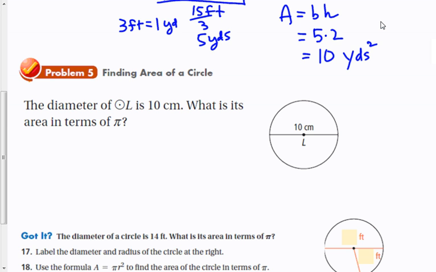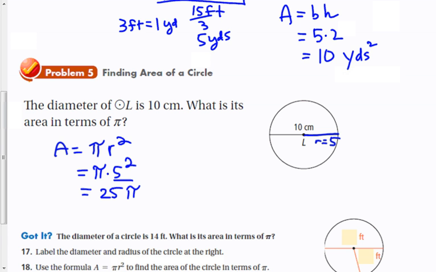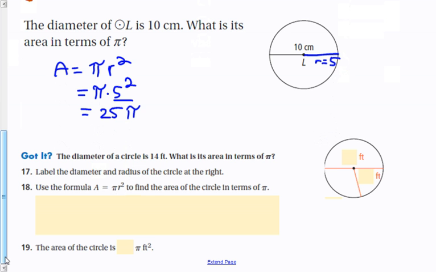Problem 5, we want to find the area in terms of pi of a circle. Area of a circle is radius squared times pi, or pi r squared. And in this case, since our diameter is 10, our radius is half of that, which is 5. And we want it in terms of pi, so I have pi times 5 squared. And 5 squared is 25. And in terms of pi, that would be 25 pi. All right. You try that.